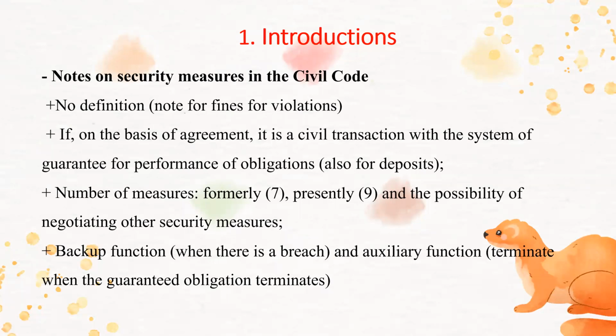In the Civil Code, we have no definition, nor fine for violation. If on the basis of agreement is a civil transaction with a system of guarantee for performance of obligation, we also talk about deposit. We have a number of measures, formally, presently, and the possibility of negotiating all the security measures. Some have a backup function where there is a breach, and an authority function that terminates when a guarantee obligation terminates.